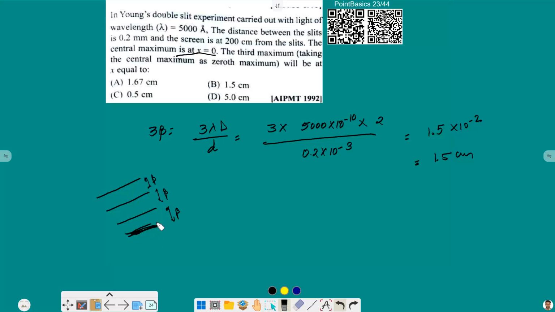So whatever the value we take, suppose this is x is equal to, let's say, p, then the third fringe will be at x equal to p plus 3 times beta. So the difference between both of these will stay the same, that is 3 beta. So that's why we calculated 3 beta. Now moving to the next one.